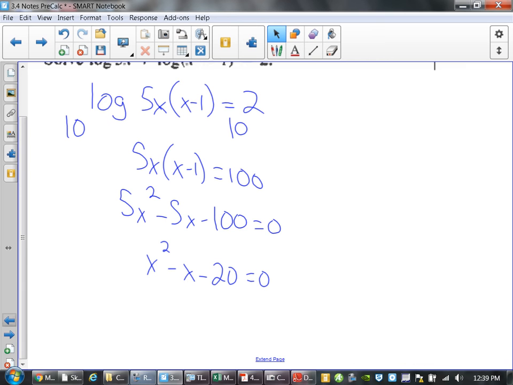What times what is negative 20, and you add together to get negative 1? Negative 5 and 4. Very good. Okay, so I have possible zeros then at 5 and negative 4, but I need to check them.